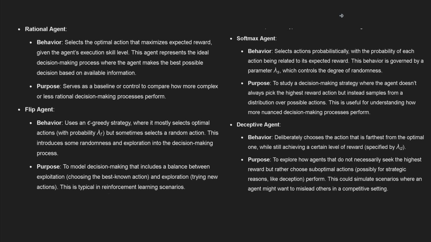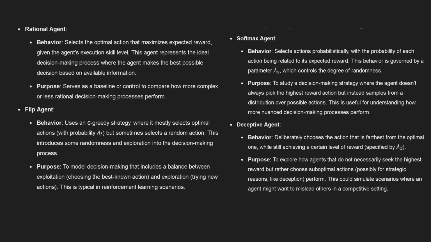What else do we have? Let's say we have a softmax agent. Its behavior is to select actions probabilistically, with the probability of each action being related to expected rewards. And this behavior is governed by a parameter lambda, which controls the degree of randomness. It lets us study a decision-making strategy where the agent doesn't always pick the highest reward action, but instead samples from a distribution over possible actions. And this helps us to understand how a more nuanced decision-making process performs.